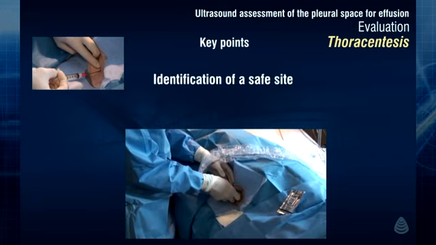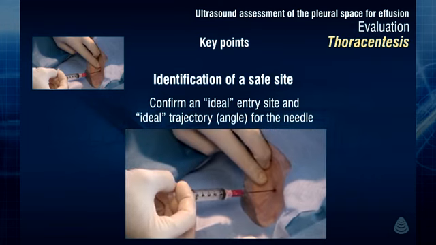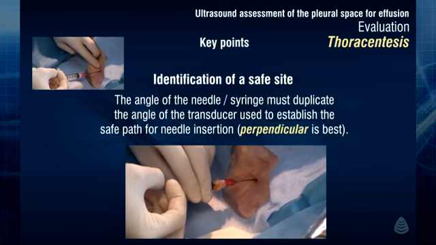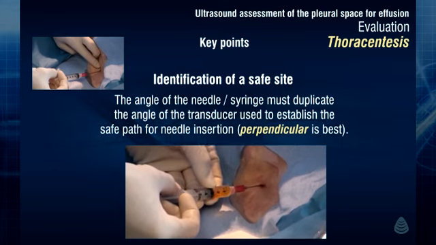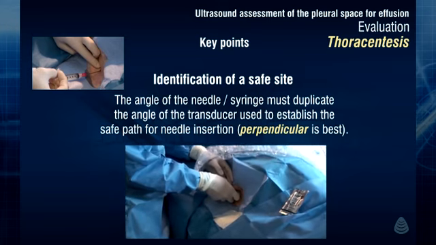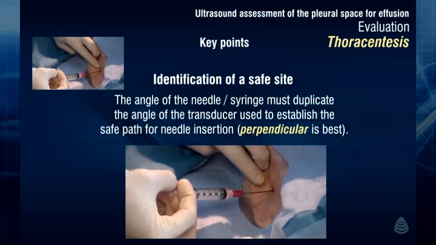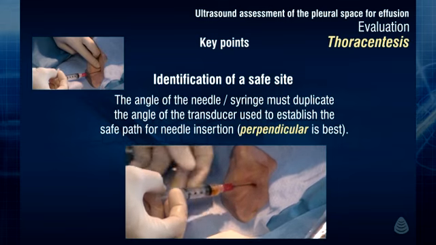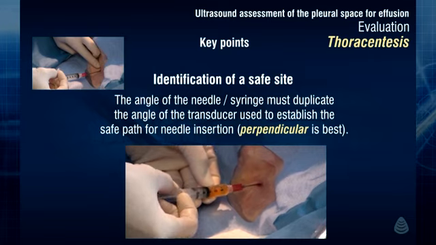The operator will then need to confirm the ideal entry site and ideal angle and trajectory of the needle. The angle of the needle and syringe must duplicate the angle of the transducer used to establish the safe path for needle insertion. A trajectory perpendicular to the ribcage is best. Despite not being used for real-time guidance of the needle in most cases, sonographic assistance allows determination of a safe axis of needle penetration. The procedure is thus properly designated as ultrasound-guided or ultrasound-assisted.